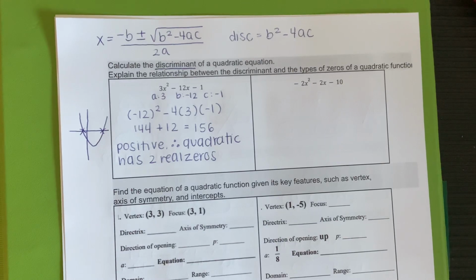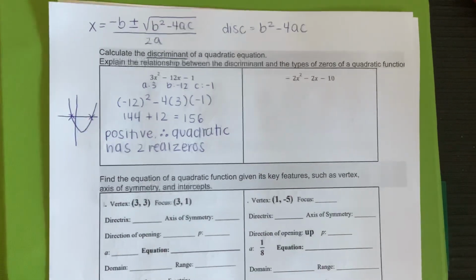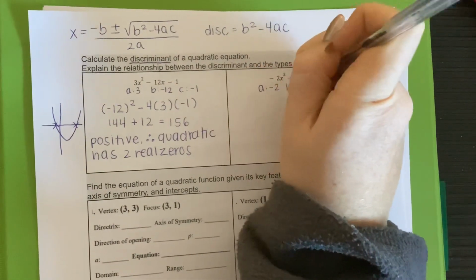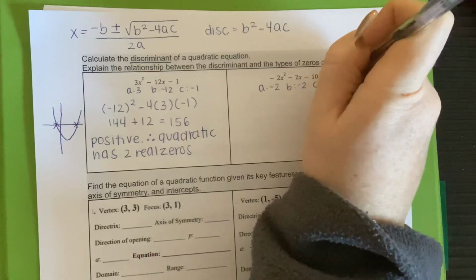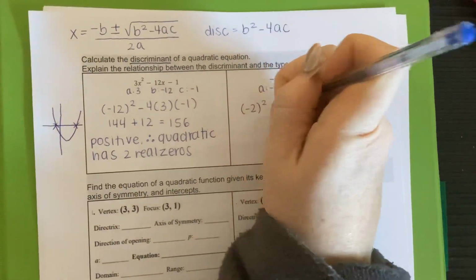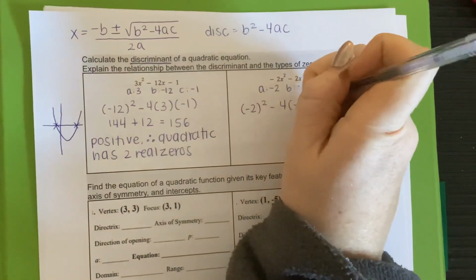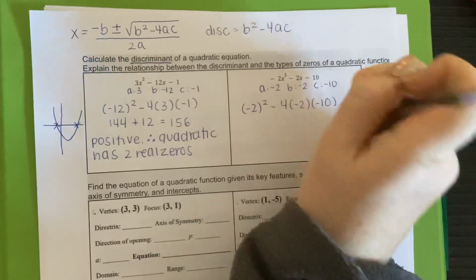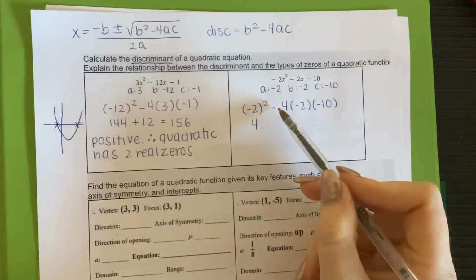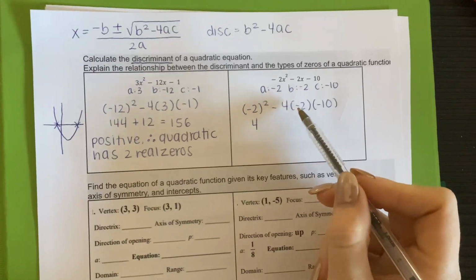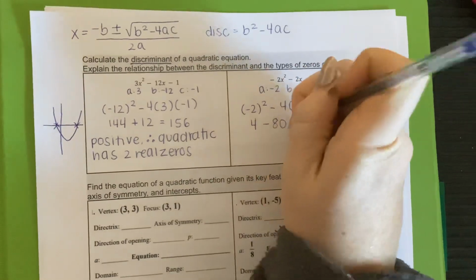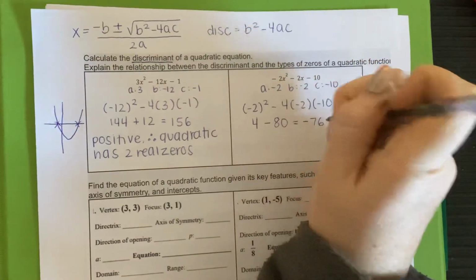All right, let's go over and look at the next one. So on the next one, my a value is negative 2, my b value is negative 2, and my c value is negative 10. So if I start to plug in, I'm going to have negative 2 squared minus 4 times negative 2 times negative 10. Okay? Negative 2 squared is 4. Negative 4 times negative 2 is positive 8. Times another negative 10 is going to give us minus 80, which is going to give us negative 76.